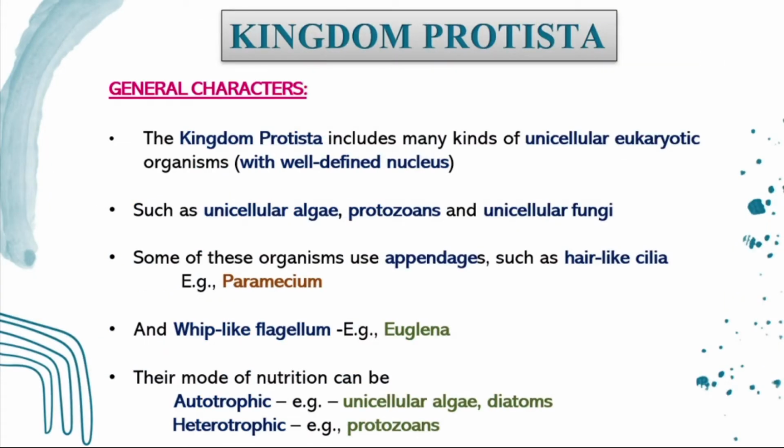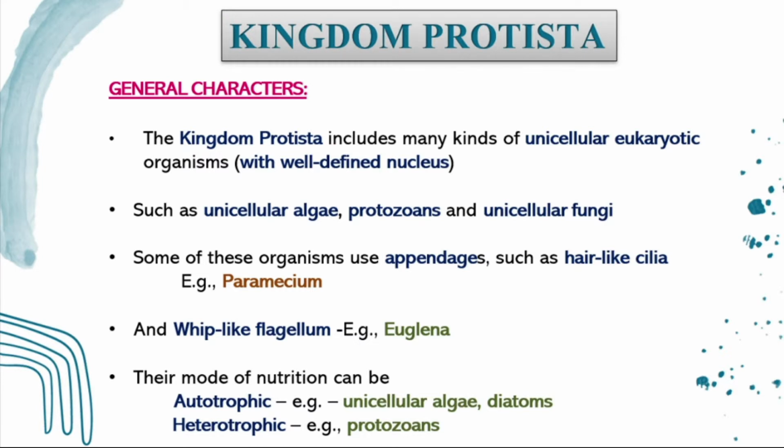Kingdom Protista. Yes, we already discussed last session there are five kingdoms in the living world. The first one, kingdom Monera, and the second one, Protista. General characters. The kingdom Protista includes many kinds of unicellular eukaryotic organisms with a well-defined nucleus.